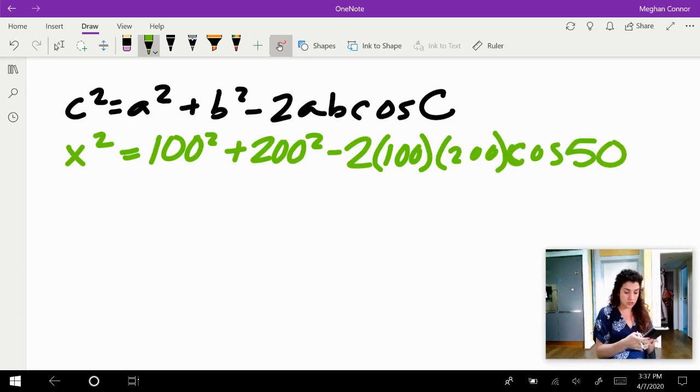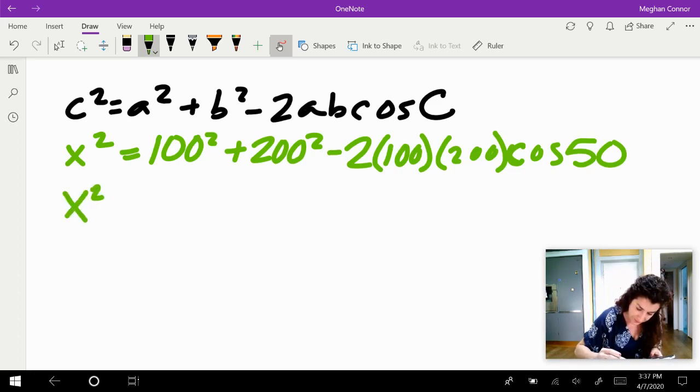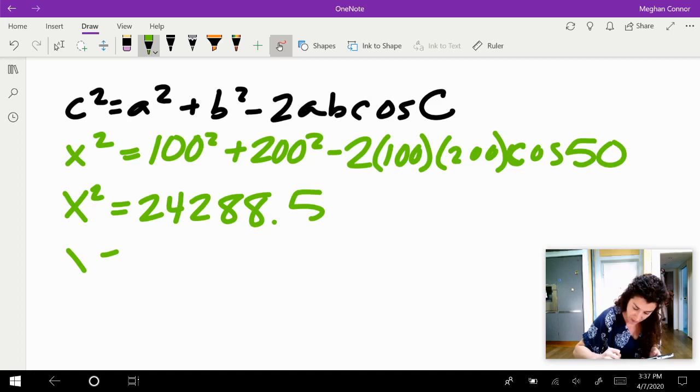I'm going to plug that all just directly into my calculator: 100 squared plus 200 squared minus 2 times 100 times 200 times cosine of 50. And I get that x squared is equal to 24288.5. Take the square root of that. Scrolling up, I press enter, and it comes down, and I get 155.8.